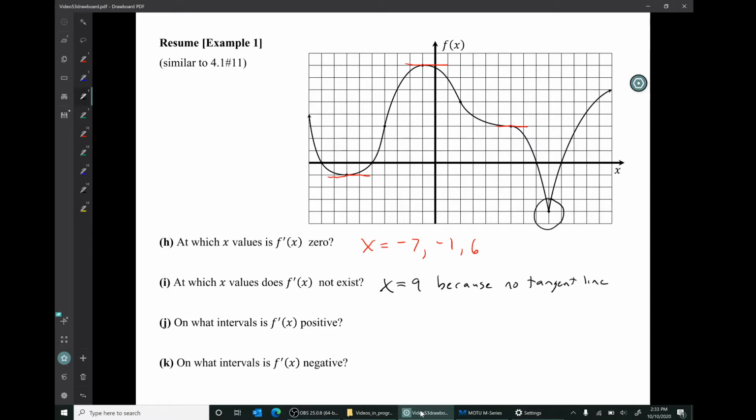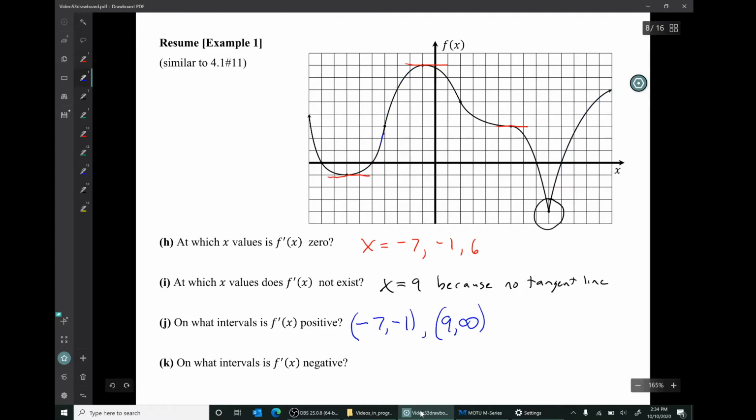On what intervals is f prime positive? So that means on what intervals is the tangent line sloping up? Well, we can see that on this whole interval, all of those tangent lines have a positive slope. And also out here on this interval, all of those tangent lines have positive slopes.